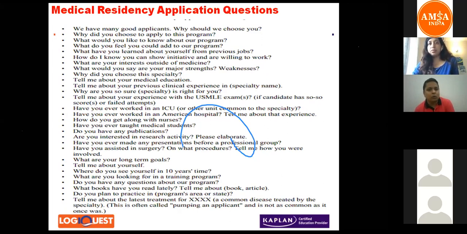How do I know you can show initiative and are willing to work? Now, when you're going to work there during your residency, you will obviously have some fellow colleagues. So this question is trying to reflect the team bonding factor about you. So accordingly, you will have to show that bonding towards your fellow mates and your colleagues.